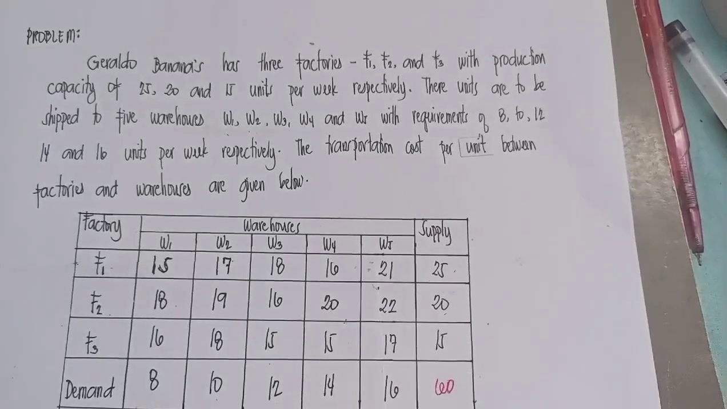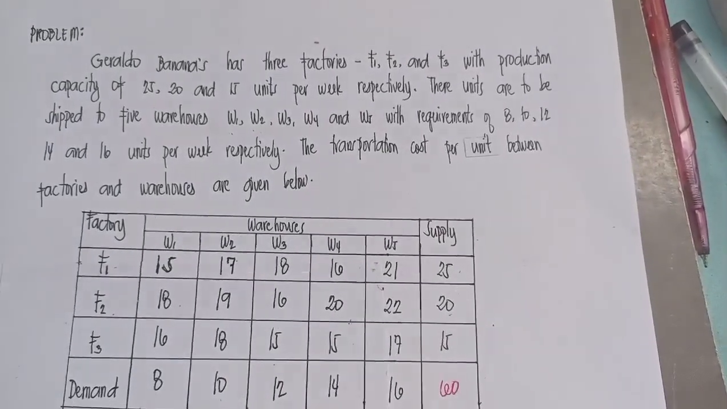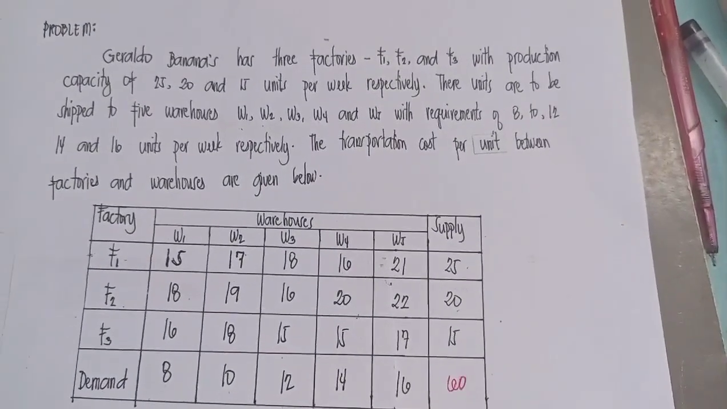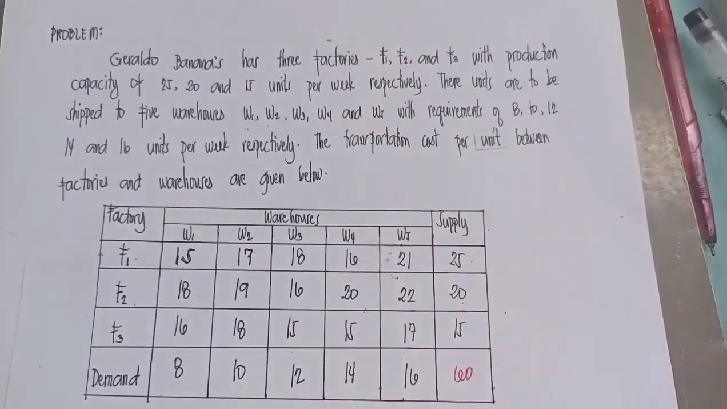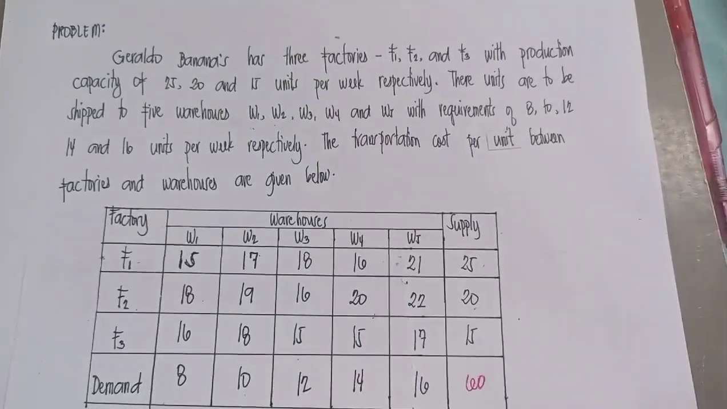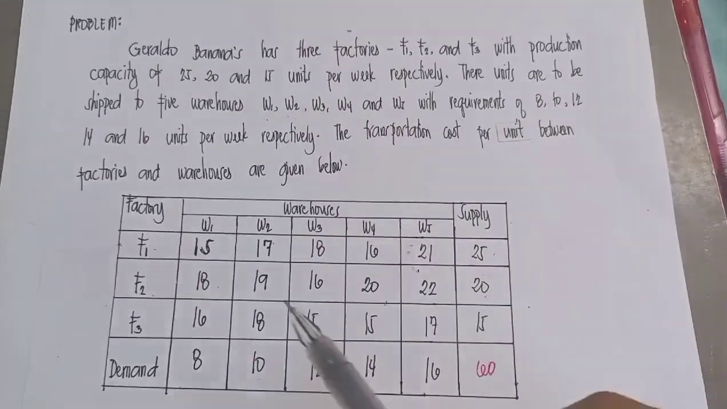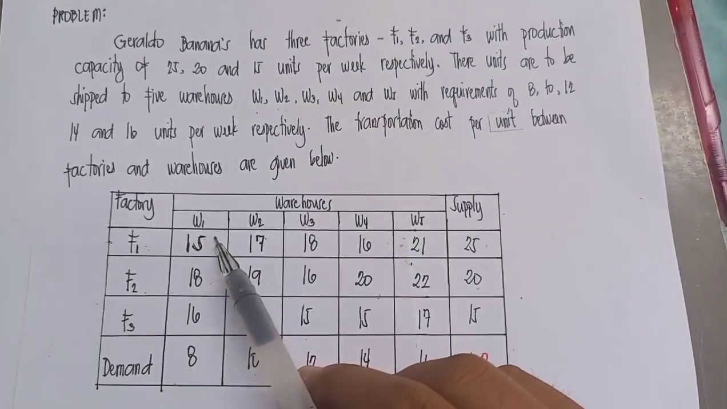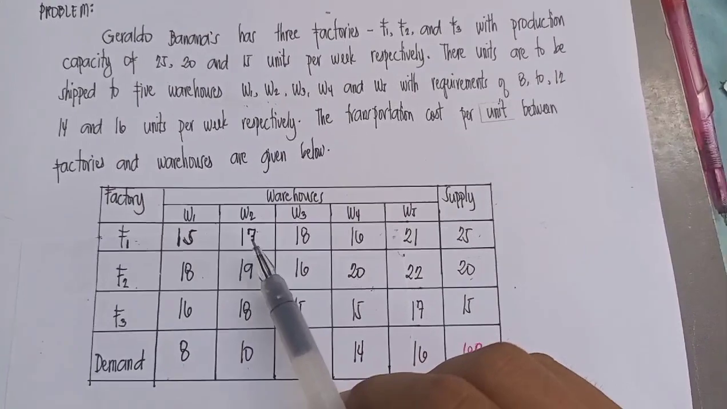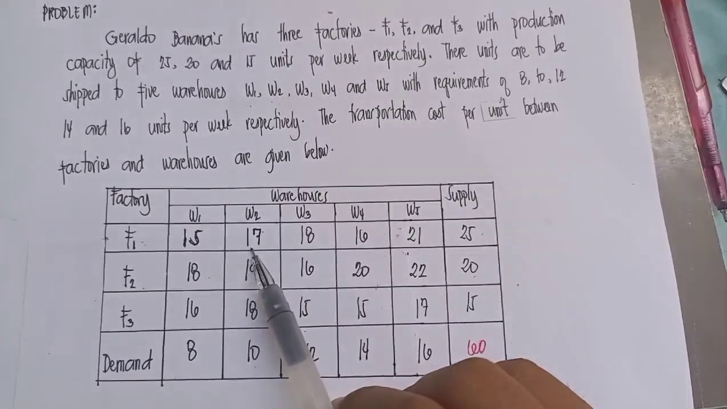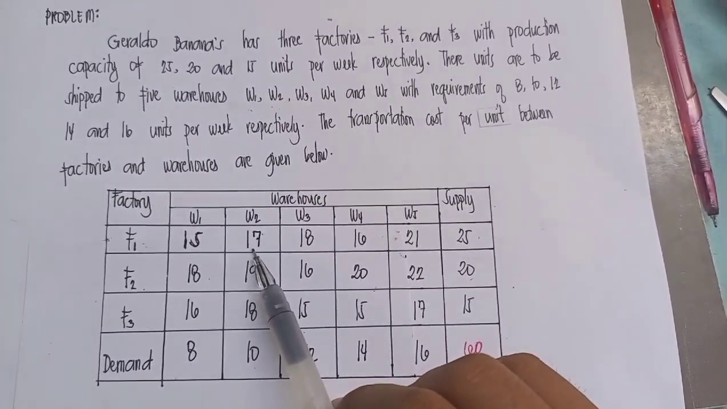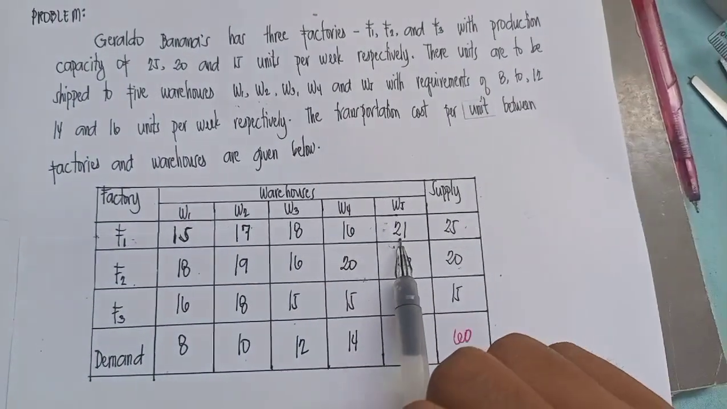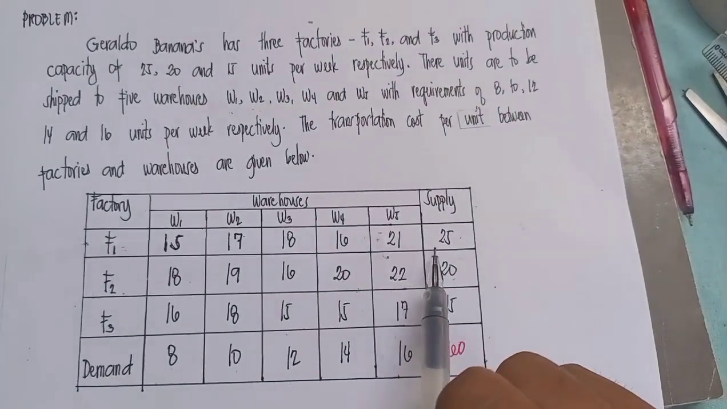The transportation costs per unit between factories and warehouses are given below. So we can see in the table the cost per unit between the factories and the warehouses. From factory 1 to warehouse 1, 15. From factory 1 to warehouse 2, the cost is 17. To warehouse 3, 18. Warehouse 4, 16. Warehouse 5 is 21 and the supply is 25.